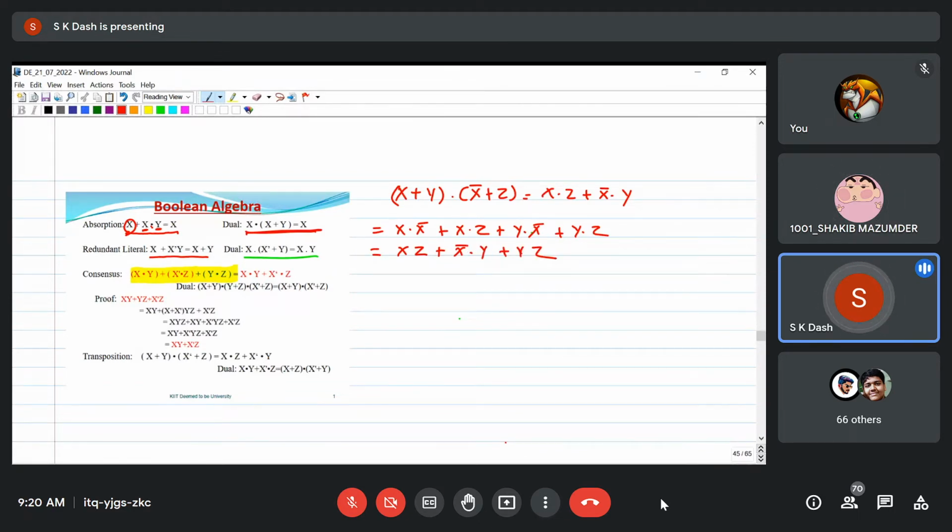So it is nothing but the consensus theorem only. x is available, x̄ is available, and the remaining third term yz is present, so we can remove that. So this will be x·z plus x̄·y. Okay, so this is the transposition theorem, and its dual is also correct.